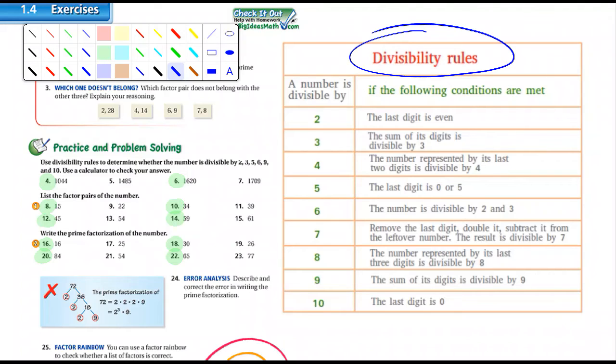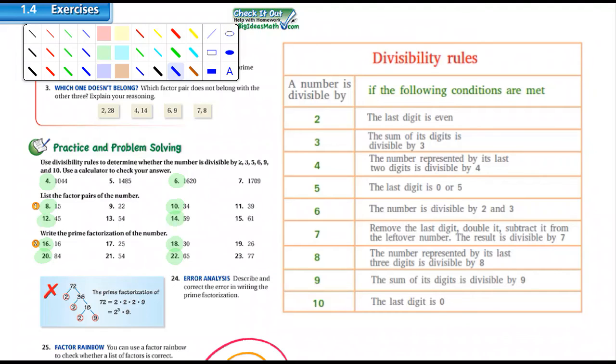All right, 5 you guys should know is the last digit. Is the last digit a 0 or a 5? Doesn't matter how big the number is. How about 11,768,421? Is the last digit 0 or 5? No. So it cannot be divided by 5. You just look at the very last digit. That's all you have to do. Okay.